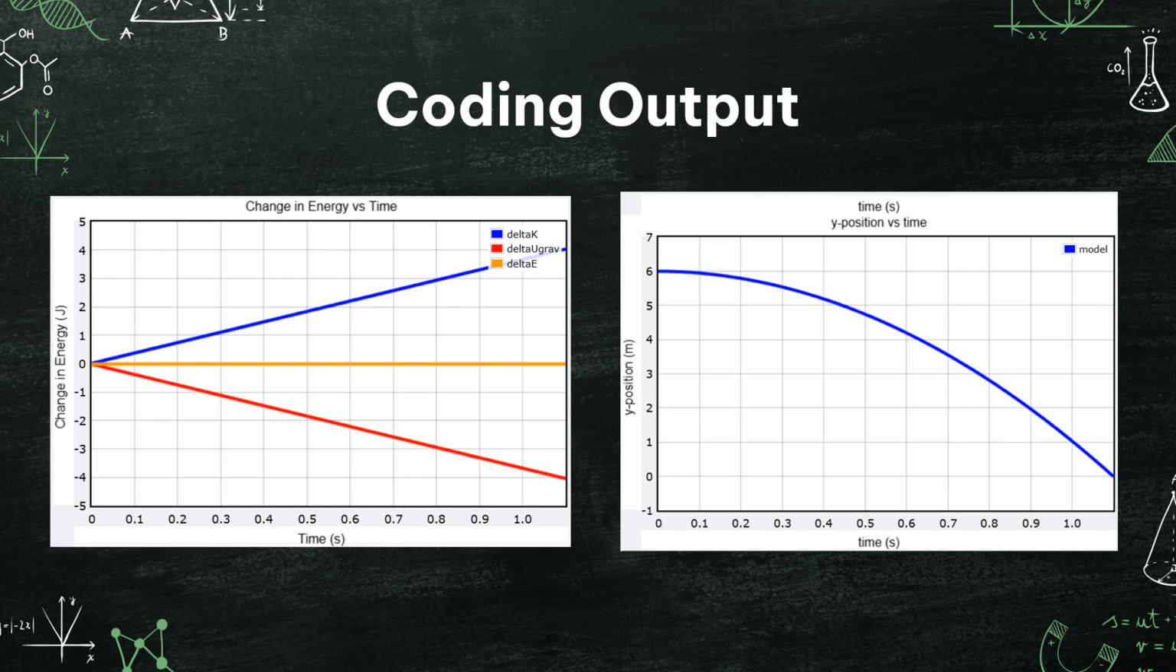Here's my coding output, which shows delta K, which is the change in kinetic energy, increasing as the chicken jockey falls, and then it also has the change in gravitational potential energy becoming more negative the more it falls. And then you can see in the middle that the change in total energy is 0 throughout. Then on the right, you can see the Y position as the chicken jockey falls.